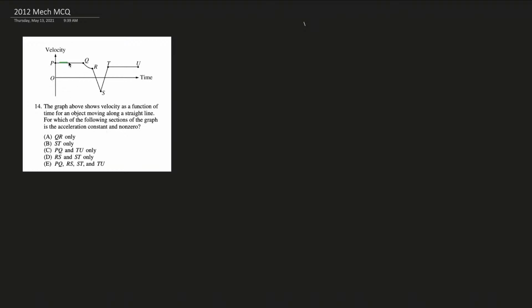So if we take the derivative here in the section P to Q, we see that acceleration is 0 because the slope is 0. So it cannot be PQ. Anything with a PQ in it is wrong. So it cannot be E or C, right? Okay, what about QR?